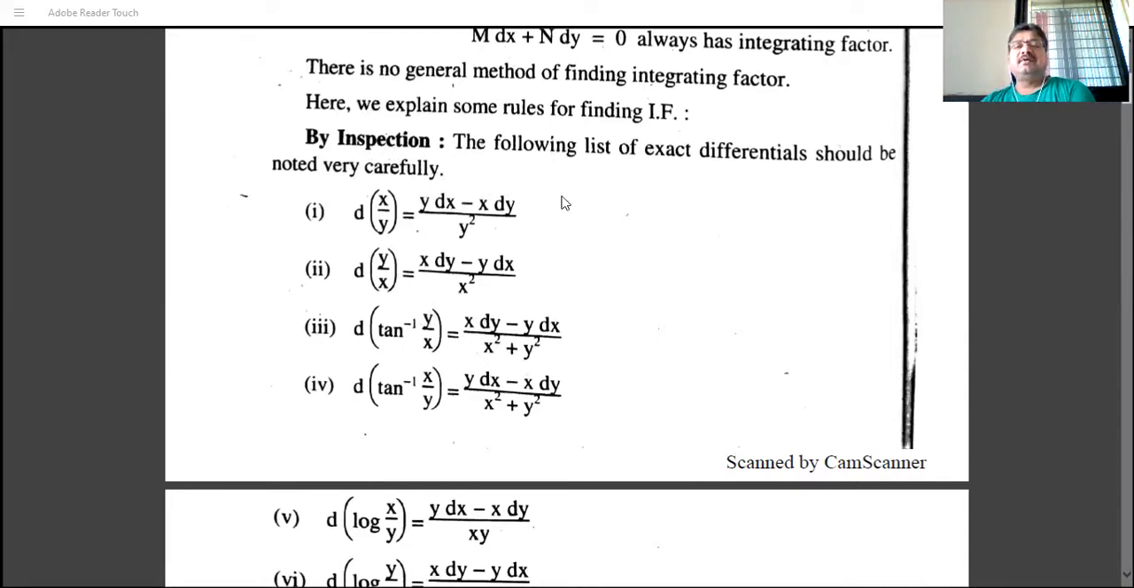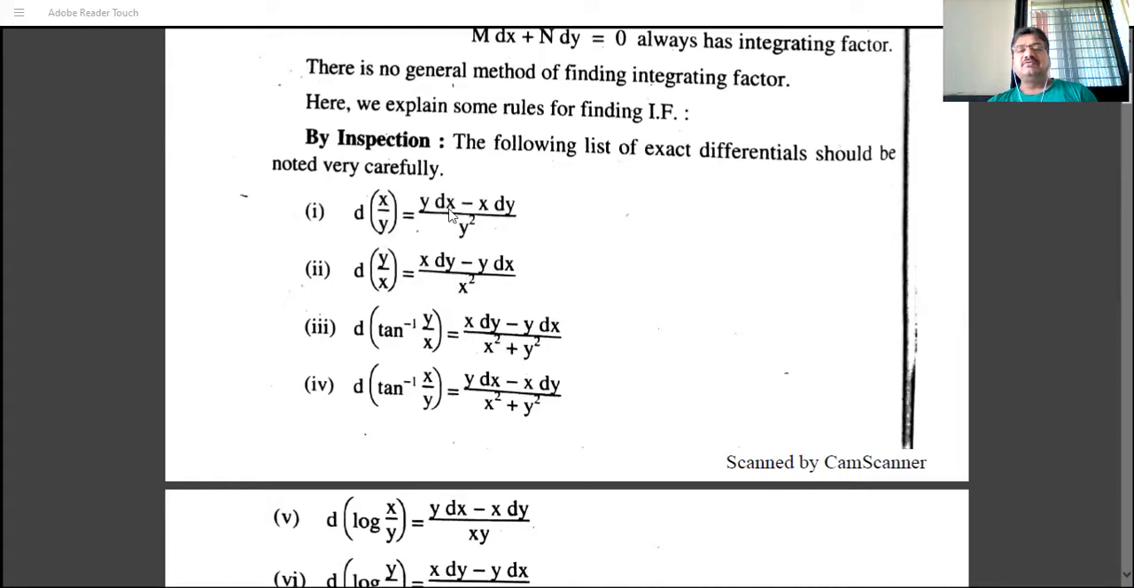That is, by observation we can judge what its integrating factor is. If there is the term y dx minus x dy in the differential equation, then divide by y squared or by x squared, because (y dx minus x dy) divided by y squared is the derivative of x by y. So if the factor is y dx minus x dy, then the integrating factor is 1 by y squared or 1 by x squared.